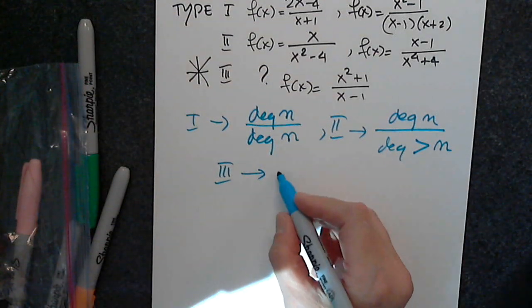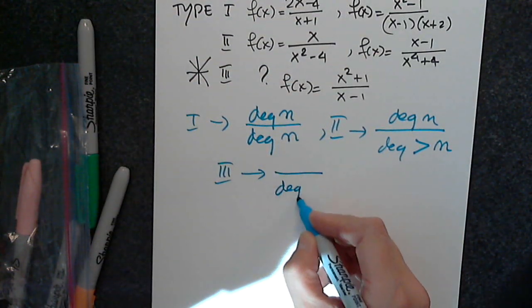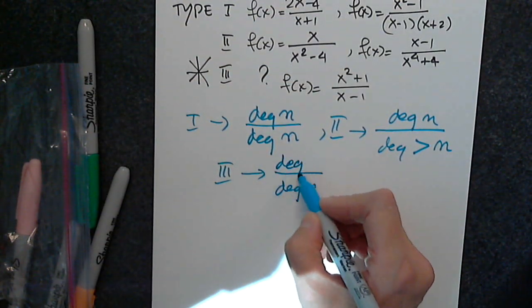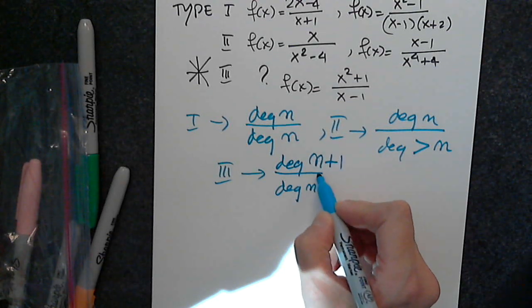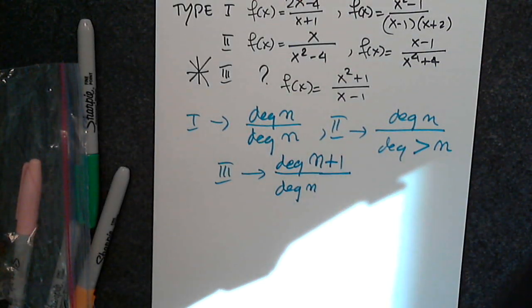Yes, yes. So, but specifically, the denominator has degree n, the numerator has degree exactly n plus 1. Not n plus 2, not n plus 3. Meaning, if the degree in the denominator is 1, the top must be 2. If the degree in the denominator is 5, the top must be degree 6. Okay, so let's start with the type 1.